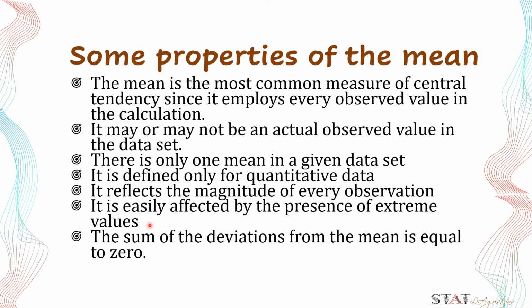It is easily affected by the presence of extreme values. For example, in our previous example, one woman there has 20 children. So of course, instead of 3 average number of children, there will be extreme changes in your average because of your extreme values. So the sum of the deviations from the mean is equal to 0.